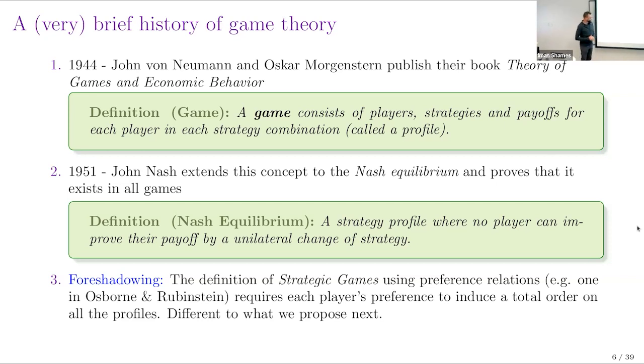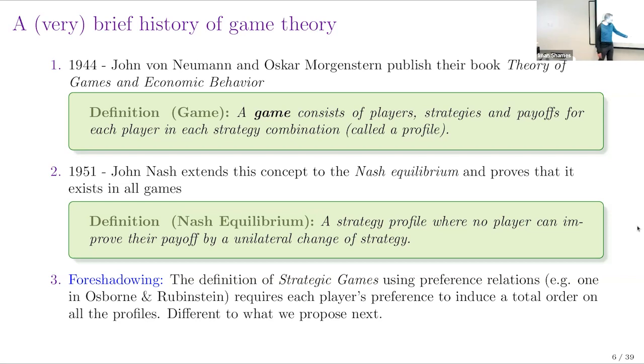Now, for the first half of the talk I'm going to do a bit of foreshadowing: there are ways of defining strategic games using preference relations. For example, this is my second Canadian connection, the book by Osborne and Rubinstein. Osborne is at U of T in the School of Economics. This is a really good book, if anyone's interested.